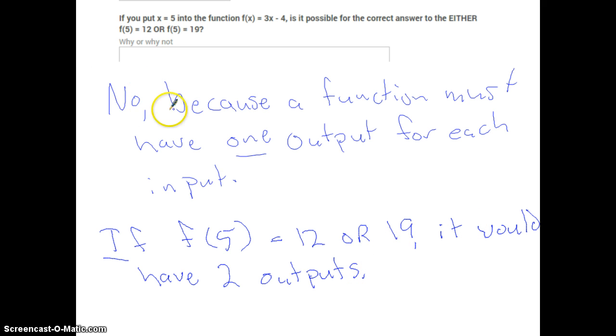Okay, so this is not possible. A function has to have exactly one output for each input. If you put 5 in, there's just one answer. There's one correct answer. If you put 5 for x here, there's only one possibility. If f of 5 could be either 12 or 19, that would be two outputs, and that's not possible. That is not a function.